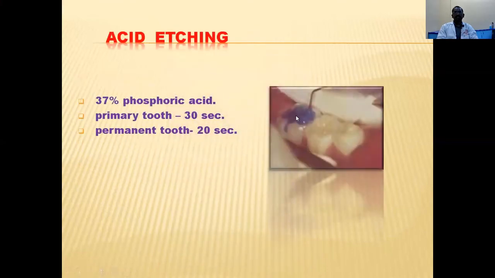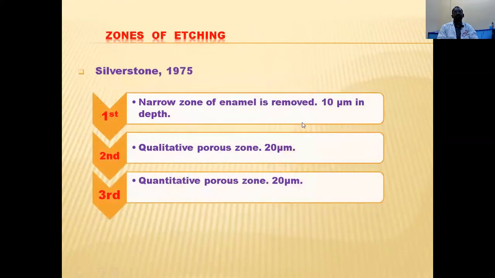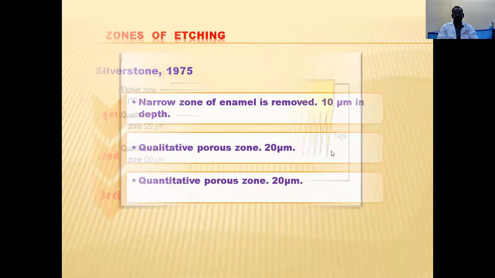And this is the acid etching picture, which was done with 37% phosphoric acid for 30 seconds in primary teeth and 20 seconds in permanent teeth because of the enamel rod pattern. And these are the zones of etching that were described by Silverstone in 1975. The first is a narrow zone of enamel removed, which is 10 microns in depth. The second one is the qualitative porous zone, which is 20 microns. The third one is the quantitative porous zone, which is 20 microns.